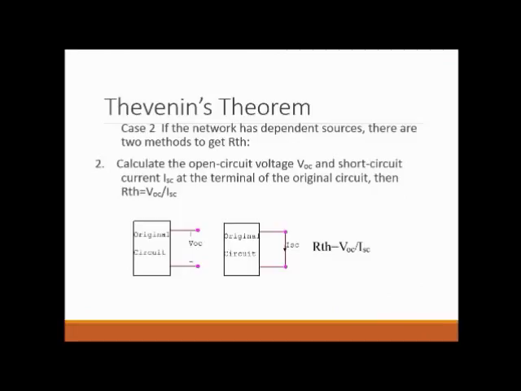Now case 2 is if the network has dependent sources; there are two methods to get this RTH. Calculate the open circuit voltage and the short circuit current at the terminal. For the network having dependent sources, you need to calculate the open circuit voltage for the original circuit, and for the same original circuit you need to calculate the short circuit current, and after getting both values you can get RTH as the open circuit voltage divided by the short circuit current.